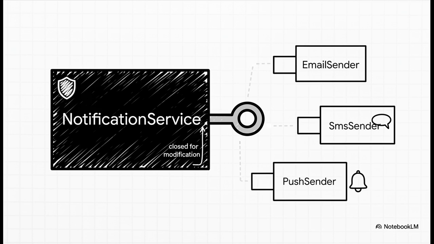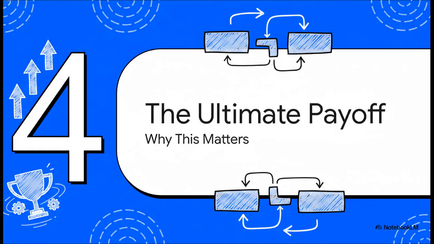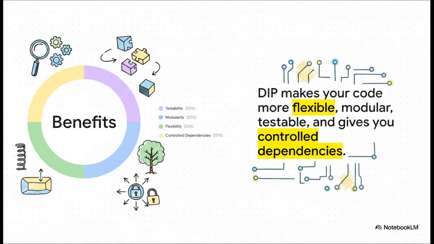That's a huge win. Okay, so we've gone through the analogy, the rules, the examples, but what's the real payoff here? Why should this actually matter to you when you're sitting down to write code? Oh, the benefits are absolutely massive.